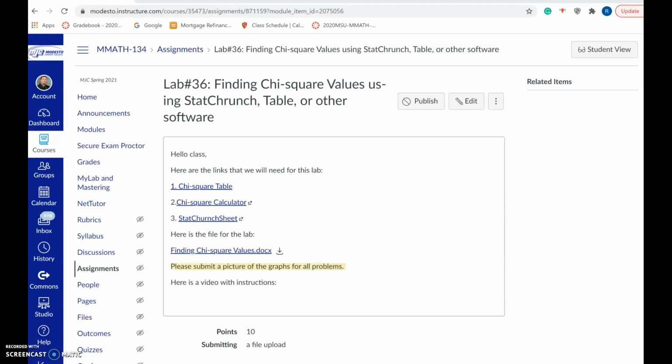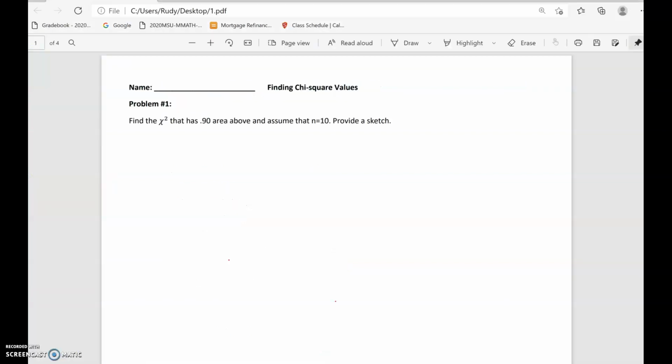Hi class, for this lab we're going to be looking at the chi-square values and you're going to need these three links. If the third one doesn't open, you can just open up any StatCrunch file, clean it up. Actually, you can leave the values there, you just need the calculator. And let me actually go to the first problem.